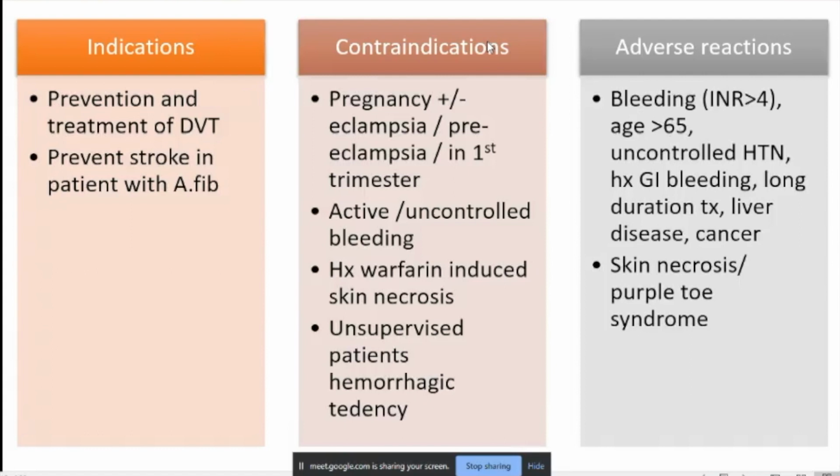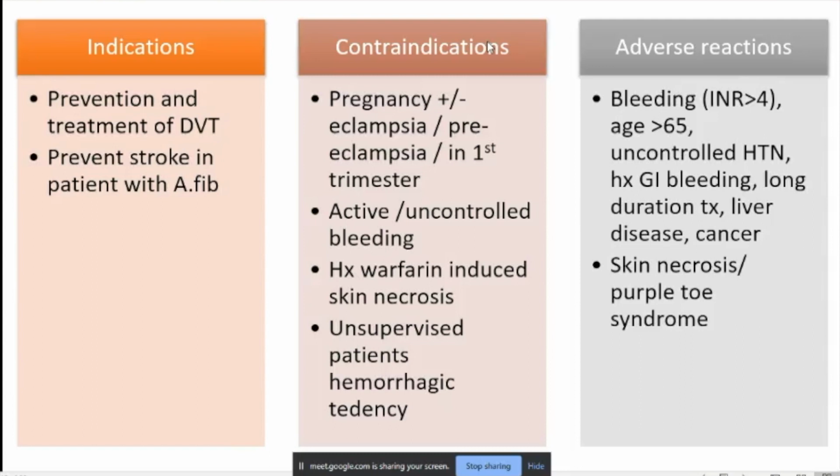What are some contraindications here? There is a pretty big list of contraindications, so I tried to put a little bit here. In pregnancy, with or without eclampsia, or in females with preeclampsia, and also in the first trimester, we should not use warfarin. Why should we not use it in the first trimester? We all know it can lead to bleeding, so that is one of the reasons. But the main reason is that there is a high risk, especially between week 6 and 9, of something called fetal warfarin syndrome.